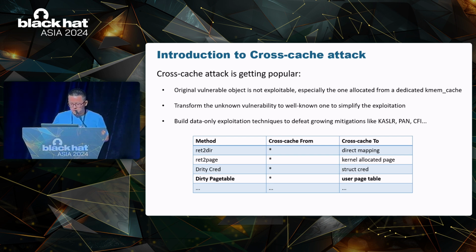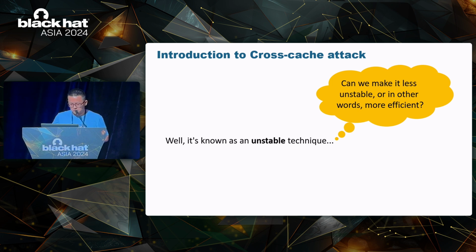For example, here are some widely used exploitation techniques based on the cross-cache attack. Cross-cache attack is known as an unstable technique because it involves many steps, and each of them may introduce some uncertainty. So we start to think, are there some methods to make the entire process less unstable? Or in other words, more efficient? Actually, this is the most important reason why I want to delve into cross-cache attacks and started this research.